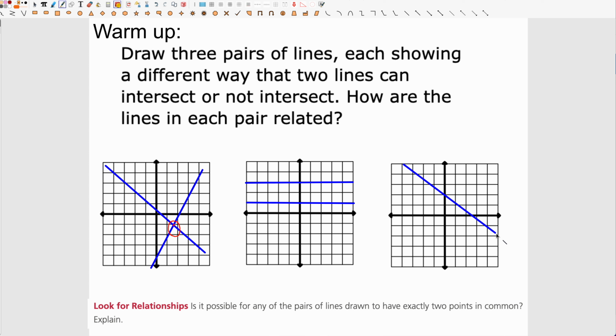What if I did this? I have this line and I wrote an equation for it. And then I came up with another equation, and when I graphed that equation, it went right on top of that line. I didn't do a great job of drawing that, but how many solutions would that be if they're right on top of each other? Infinite solutions, okay? So we can have two equations that look different.